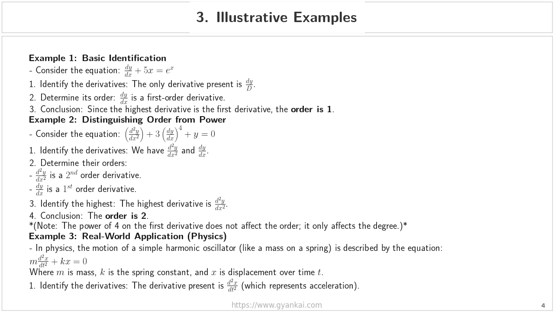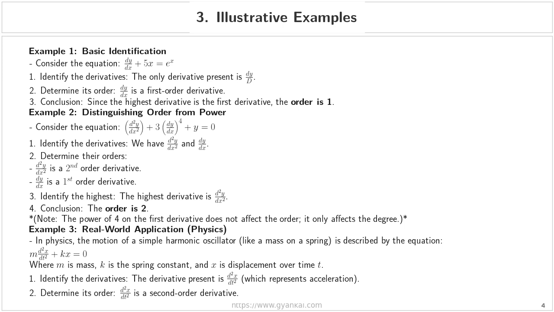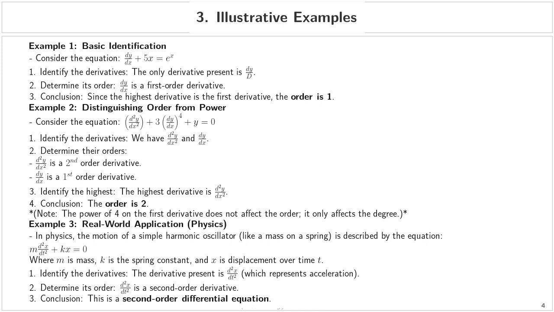When we break this down, we identify the derivative present, which is the second derivative of x with respect to t. This actually represents acceleration. We then determine its order, which is a second-order derivative. Consequently, we can conclude that this is a second-order differential equation. As we move to the next slide, keep a close eye on those powers, as they are a common pitfall for many students.